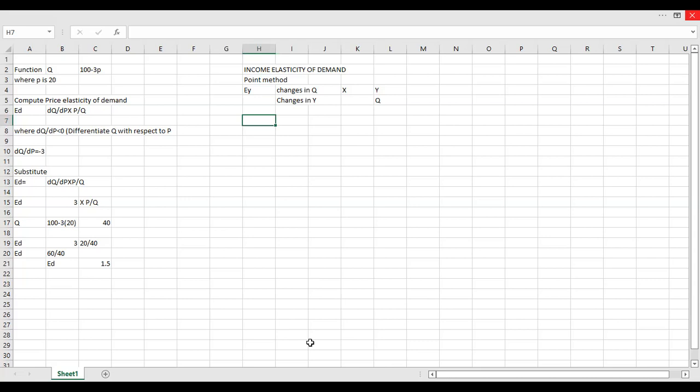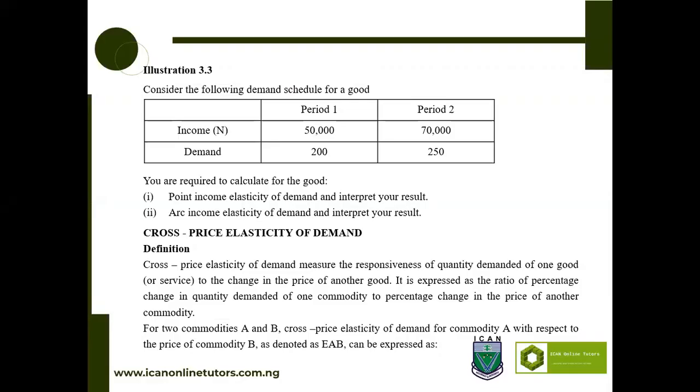Let's go back to the slide. So when income is 50,000 in period 1, quantity demanded is 200. In period 2, when income is 70,000, the demand is 250. We are required to calculate the income elasticity of demand using the point method.